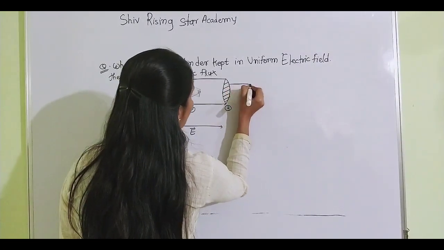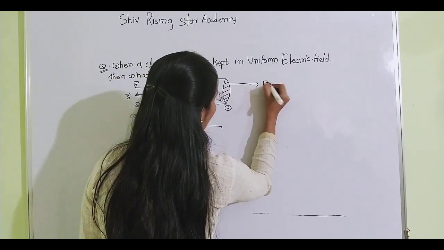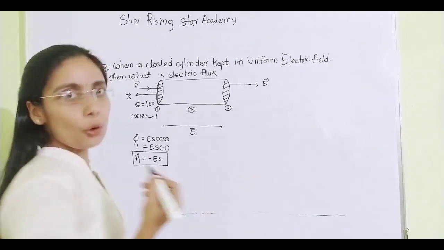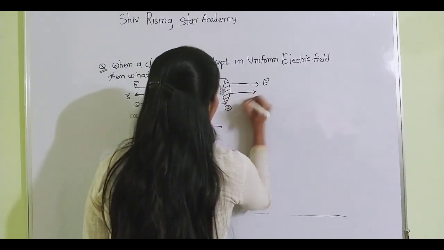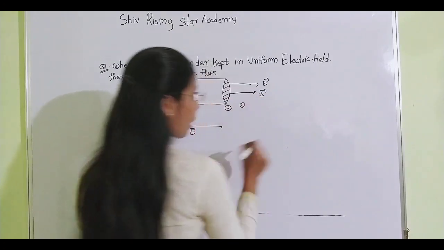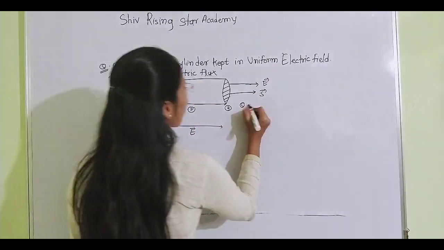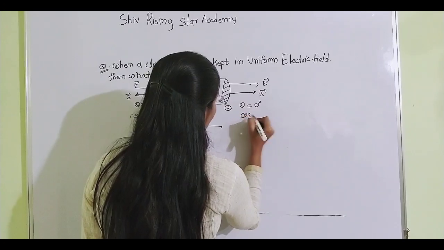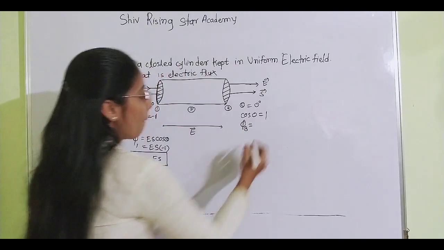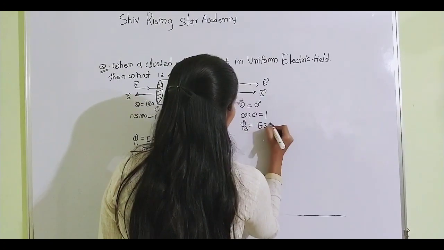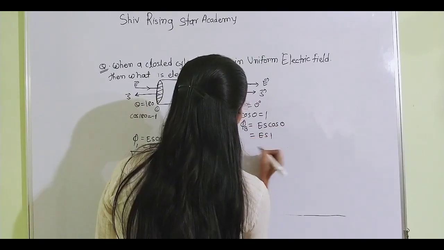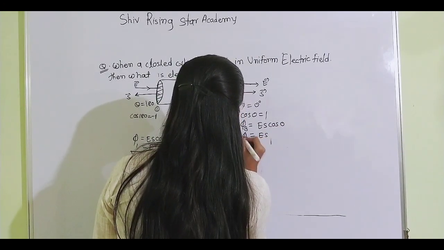For the third surface, the direction of the electric field is E bar, and the direction of the area vector is always outward, so this is S bar. Both are in the same direction, that's why the angle between them is 0 degrees, and cos 0 is 1. So phi 3 is equal to ES cos 0, which is ES. Phi 3 is ES.